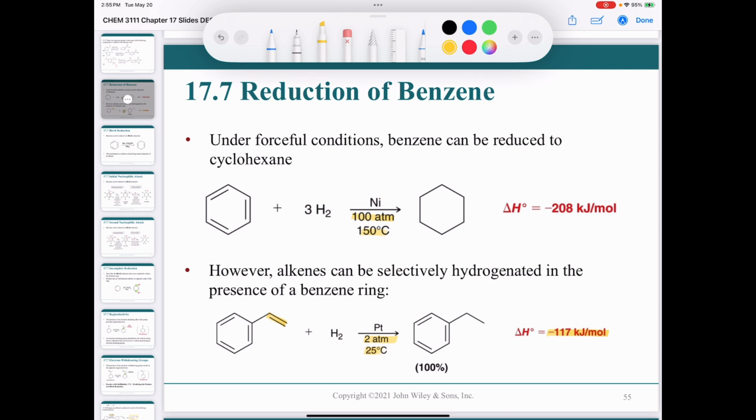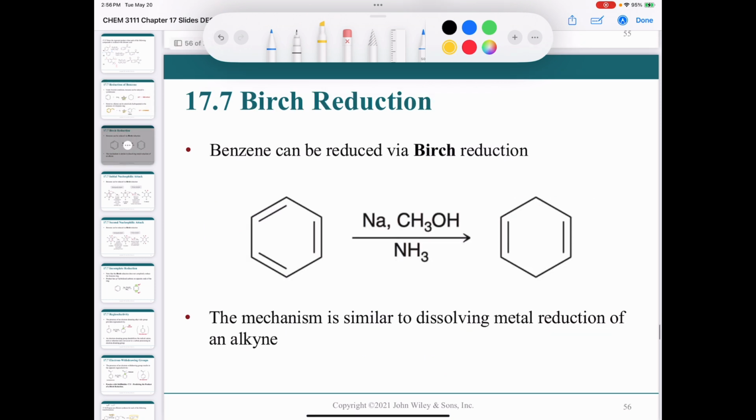And the reason why is because this double bond is fully conjugated. Notice it goes double, single, double, single, double, single, double, single, and there's stabilization that comes with that. And you might remember that in Organic Chemistry 1, we saw that alkynes could be reduced via dissolving metal reduction, so sodium and liquid ammonia, and we use that to make a trans alkene. But benzene can also be reduced under similar conditions to give us this compound that we call 1,4-cyclohexadiene.